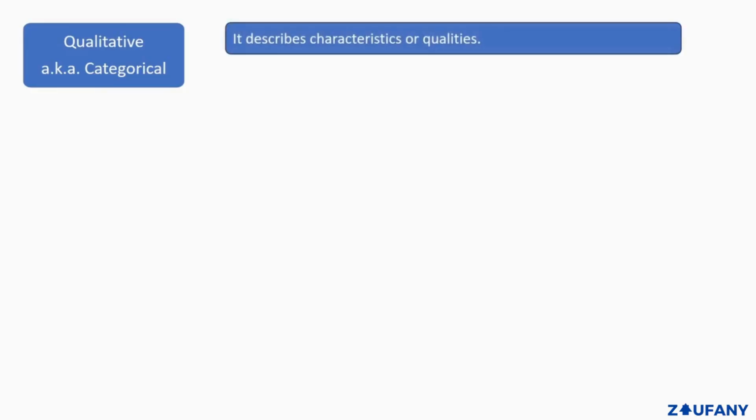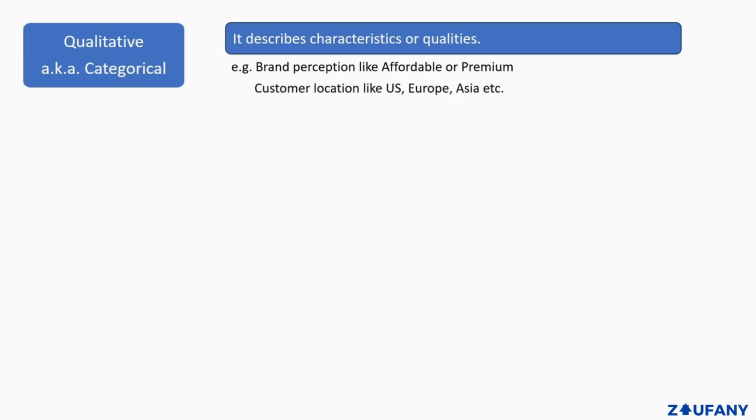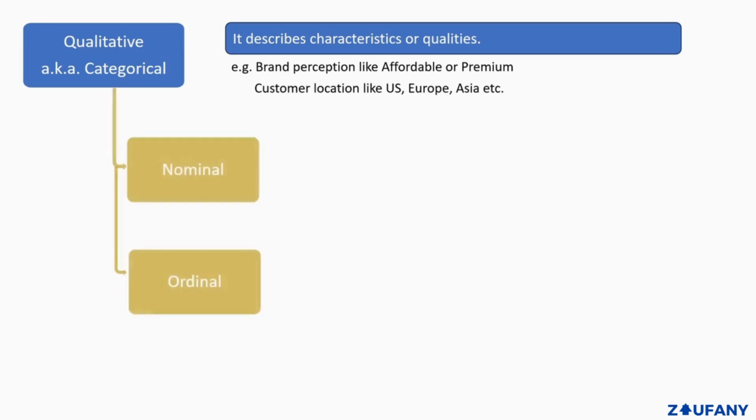Qualitative data is also called categorical data. It describes qualities or characteristics. In a business setting, qualitative data could be brand perception, like affordable or premium, and customer location, like US, Europe, Asia, etc. Qualitative data can be further divided into two subtypes: nominal and ordinal.